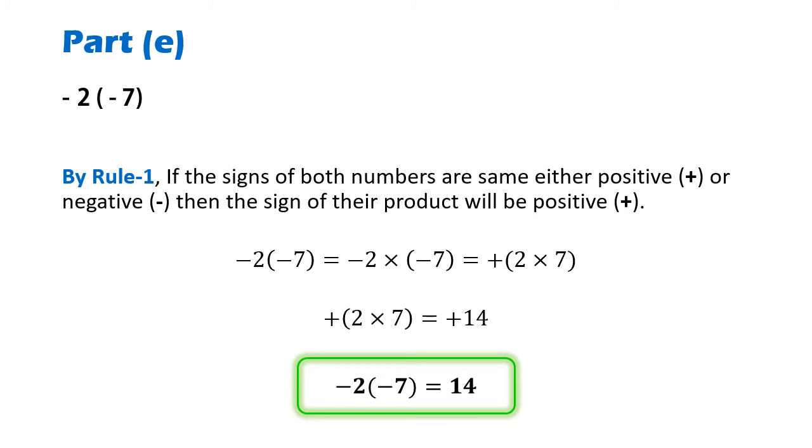Part E. -2(-7). By Rule 1, if the signs of both numbers are same, either positive or negative, then the sign of their product will be plus. Therefore, -2(-7) equals 14.